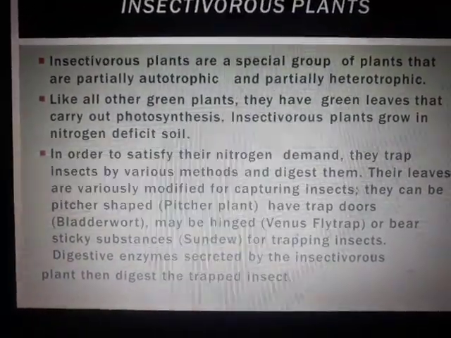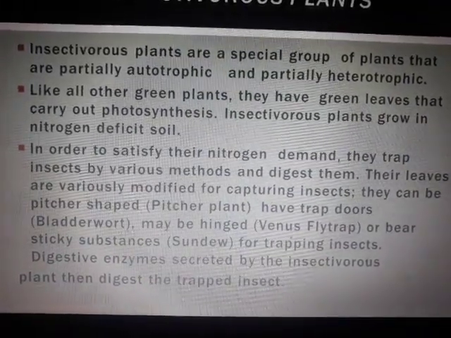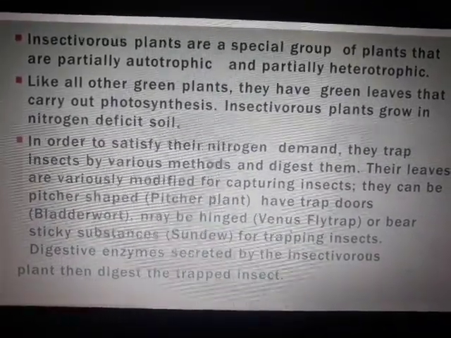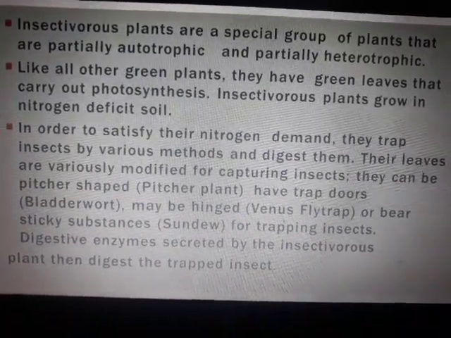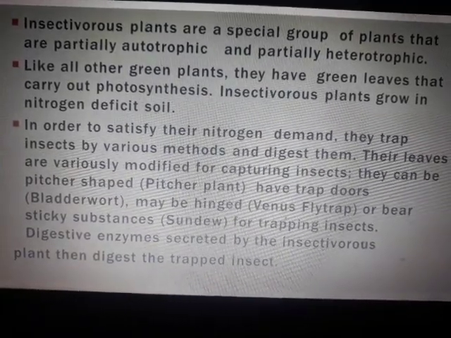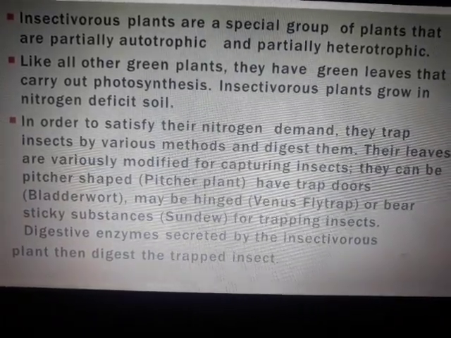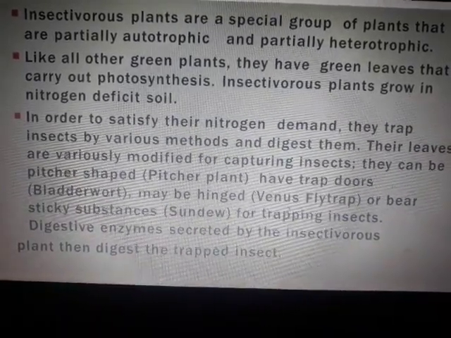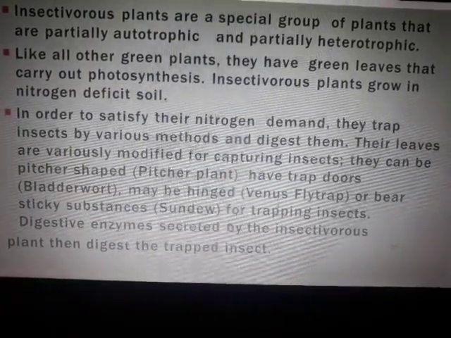Next is insectivorous plants. Insectivorous plants, I hope you have already studied before. Okay, so these are a special group of plants that are partially autotrophic and partially heterotrophic. Like all other green plants, they have green leaves that can carry out photosynthesis, but that is simply not enough. Or you can say it lacks nitrogen somehow. Still it is not able to get a very important nutrient, which is nitrogen. For that, they have extra facilities where they can trap the insects and digest them, and that is how they get the nitrogen.